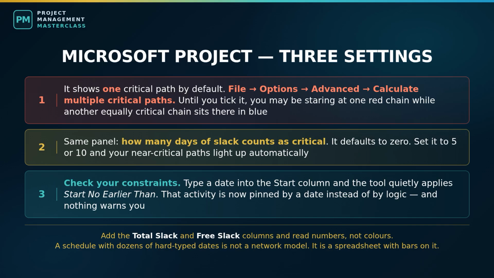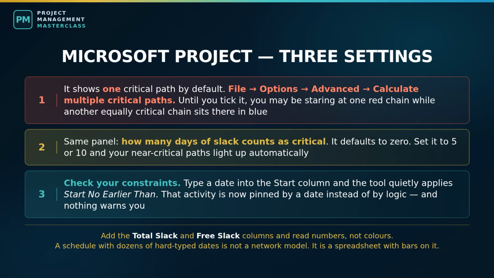Second, in that same advanced area, there is a setting for how many days of slack counts as critical. It defaults to 0. Set it to 5 or 10, and your near-critical paths light up in red automatically. That single change is the cheapest schedule improvement available to you.